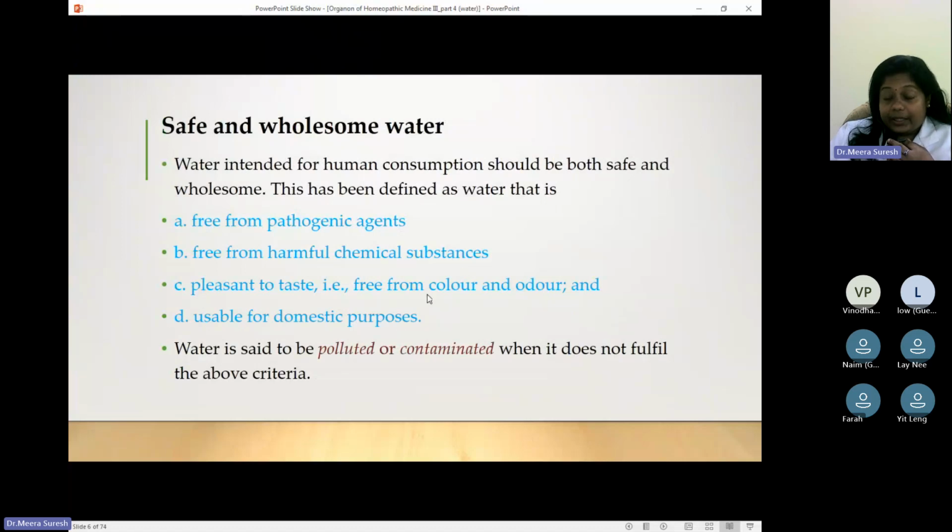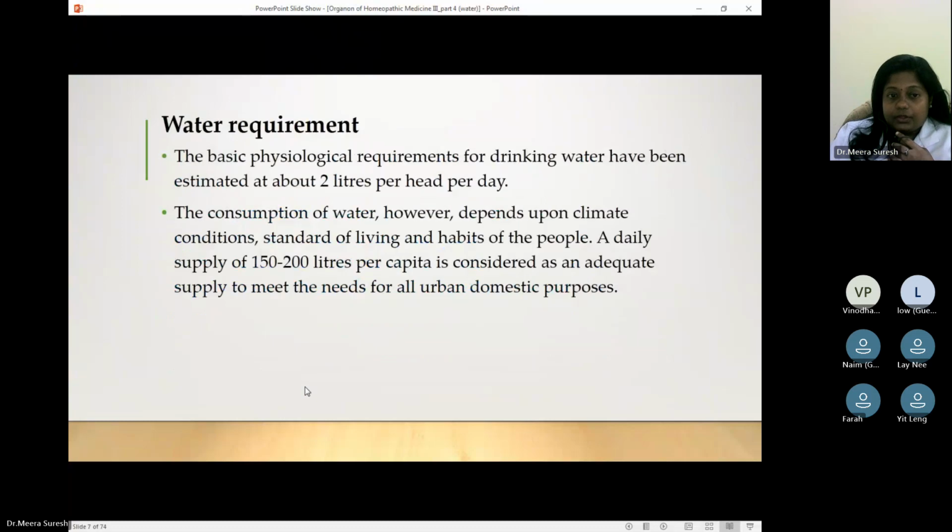be odor free, it should be color or turbidity free, pleasant to taste, and also usable for domestic purposes like cooking and drinking. Water is said to be polluted or contaminated when it does not fulfill the above criteria.